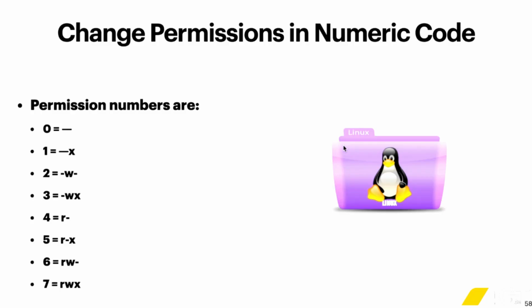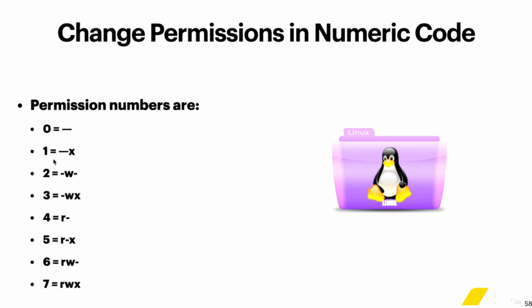So let's see how we can use the numeric code to add or remove permissions. It is much easier to use the numeric code. So let's go through it. Also, using the numeric code, we can assign permissions to the owner, to a group, and also to all the other users, we can assign or remove permissions. So the code is very simple.